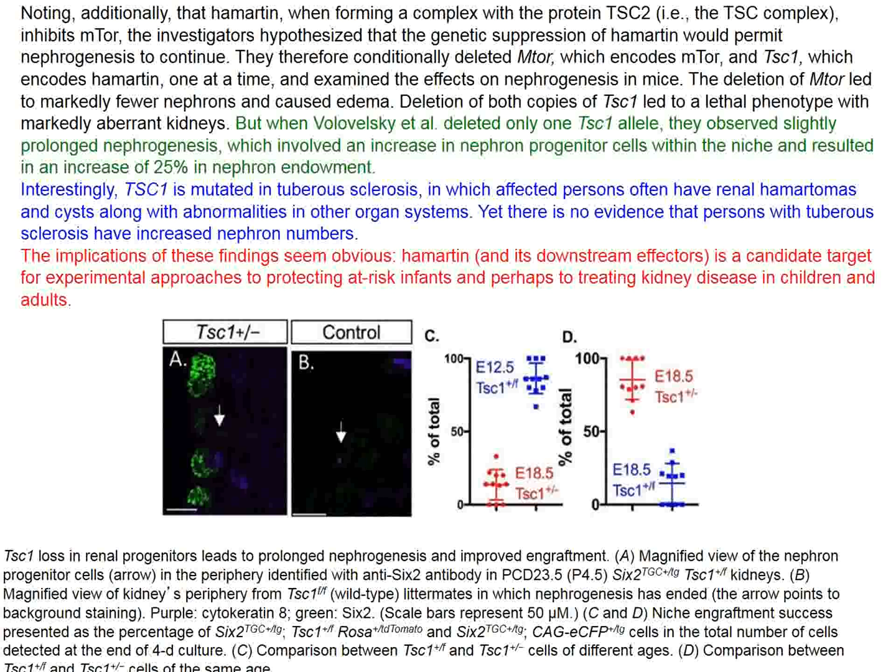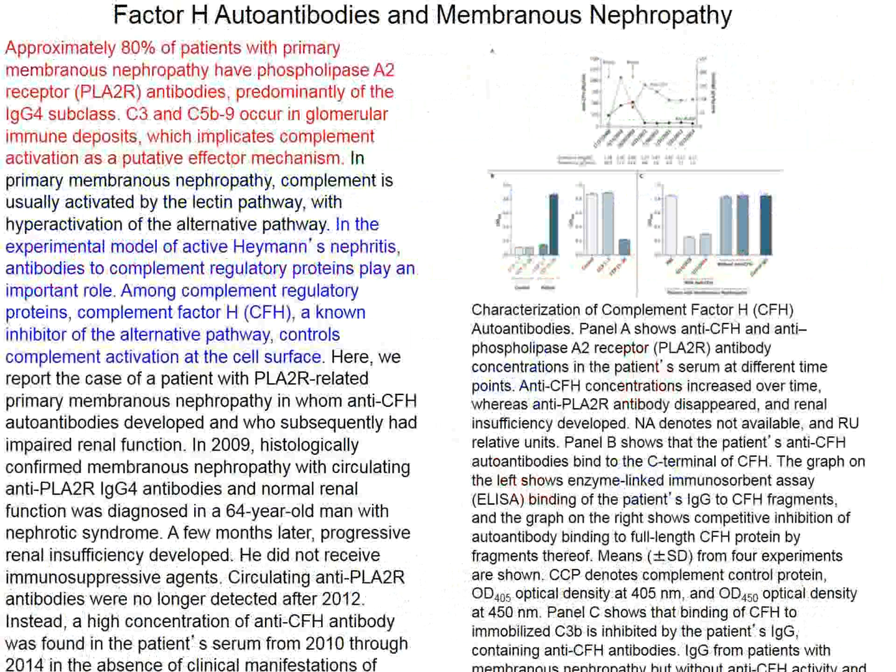And that's particularly shown here. The heterozygous knockouts have more nephrons. Oddly enough, and not explained in this study, is that they don't get tuberous sclerosis. And it's not known that patients with tuberous sclerosis have more nephrons. So much for that. Another short in the New England Journal concerns the development of antibodies against complement factor H.